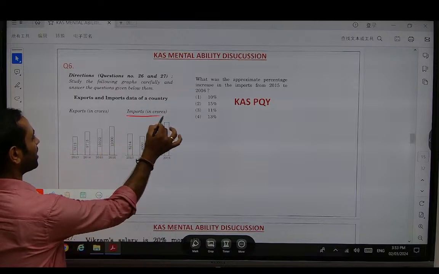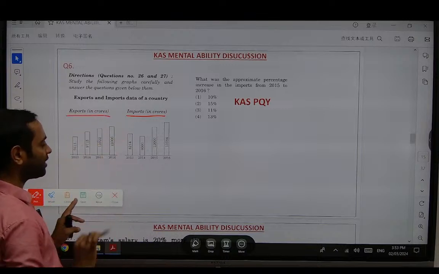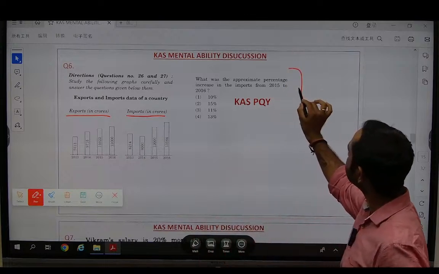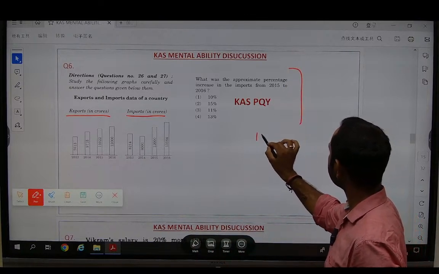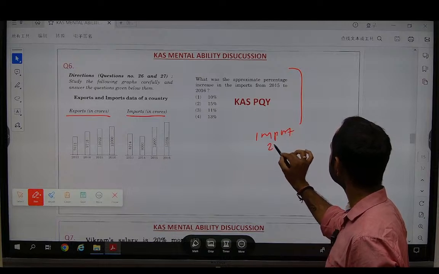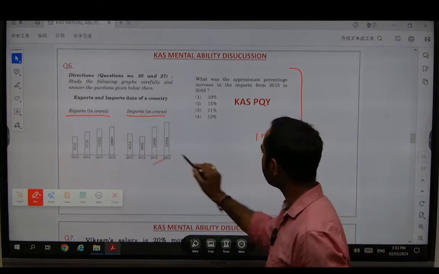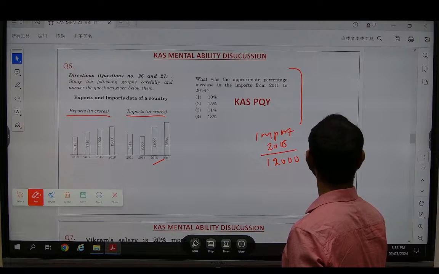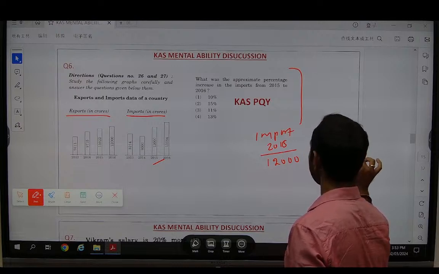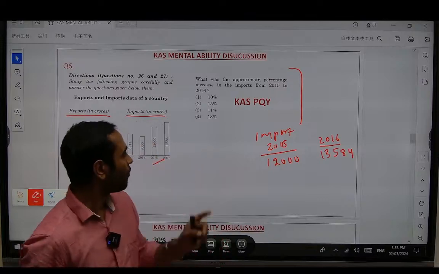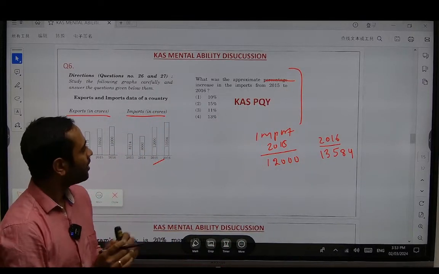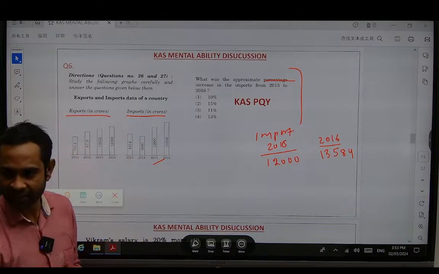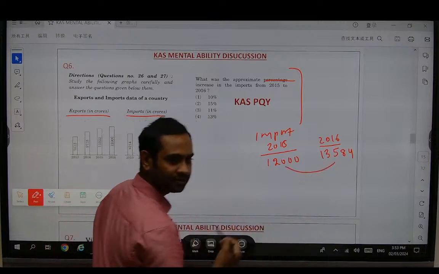See, imports are given in crores, exports are given in crores. Here they have given 13 to 16. Now they are asking, what was the approximate percentage increase in the import from 15 to 16? So in 15, what was the import? 12,000. And in 16, what was the import? 13,584. Clear? Now, forget about percentage for some time. What was the approximate increase in the import from 15 to 16? What was the approximate increment? 1,000?